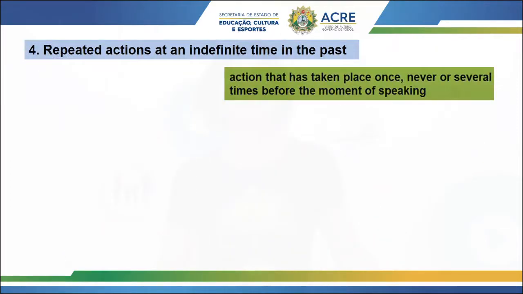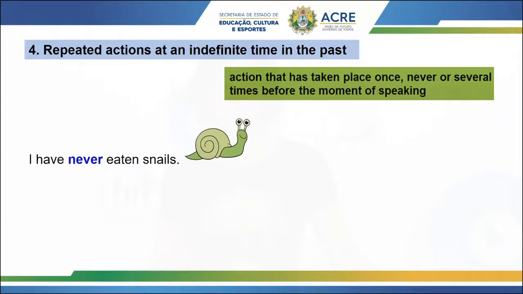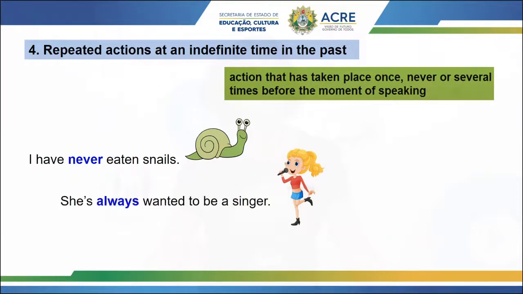4. Repeated actions at an indefinite time in the past. Action that has taken place once, never, or several times before the moment of speaking. Sentence 1. I have never eaten snails. It is an action that has never happened. Sentence 2. It's a dream. She's always wanted to be a singer.